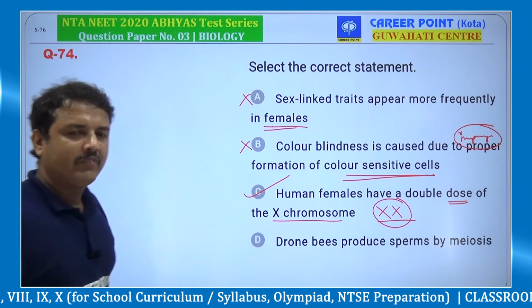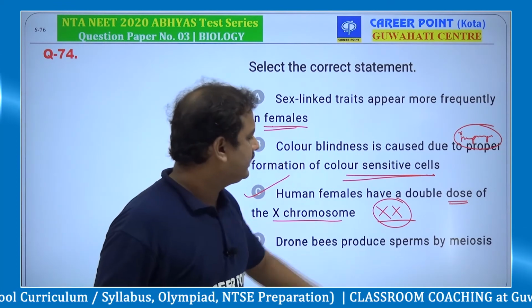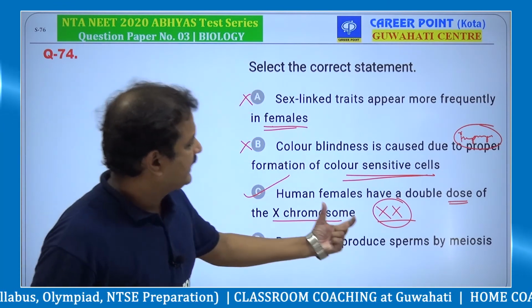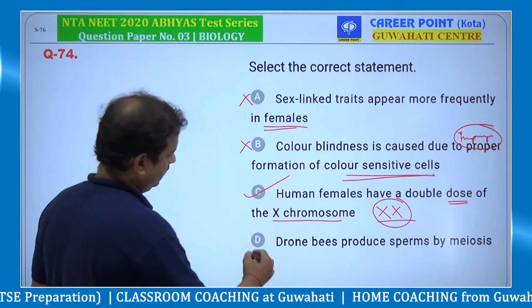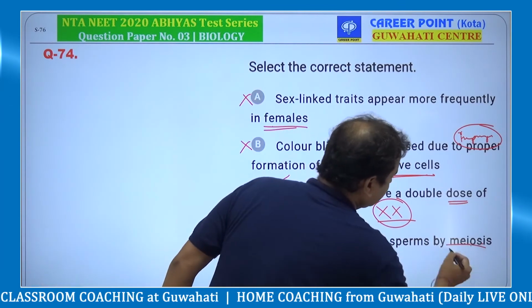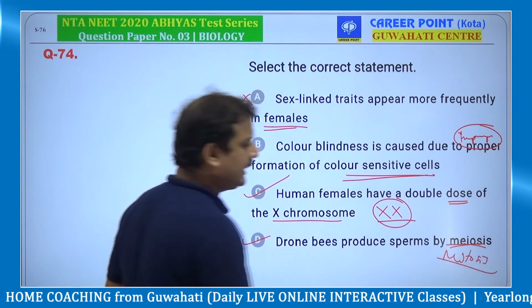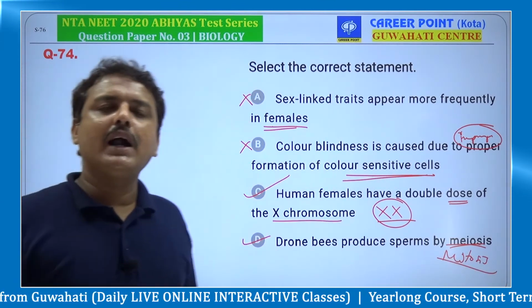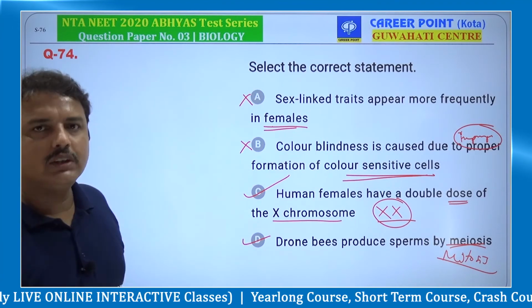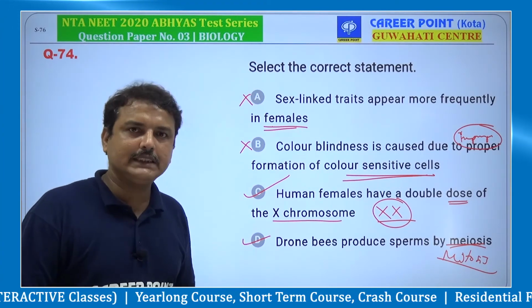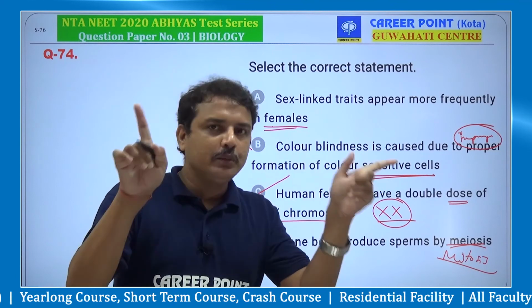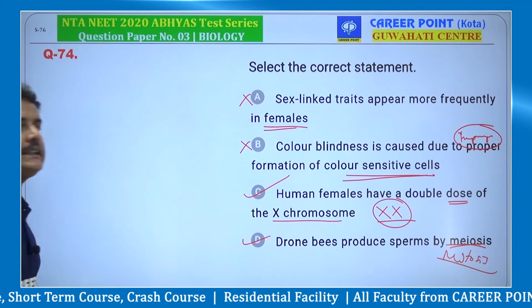So it is correct. Drone bees produce sperms by meiosis. No, that is by mitosis. By the process of mitosis, the drone undergoes spermatogenesis. In case of a drone, during spermatogenesis, mitosis occurs, not meiosis. So here the answer is C.